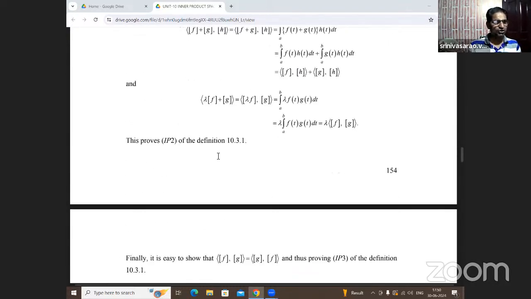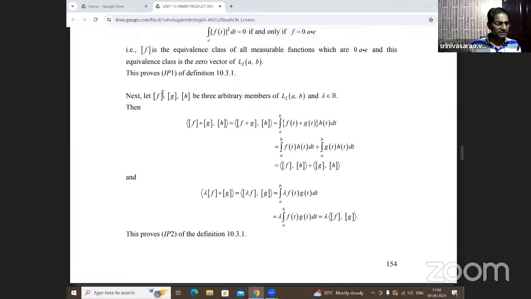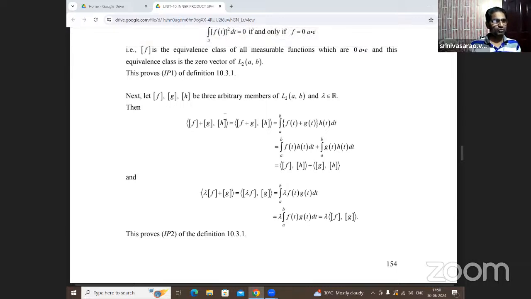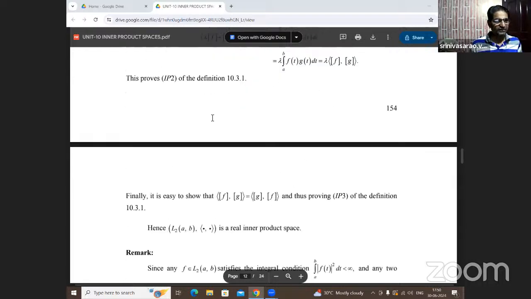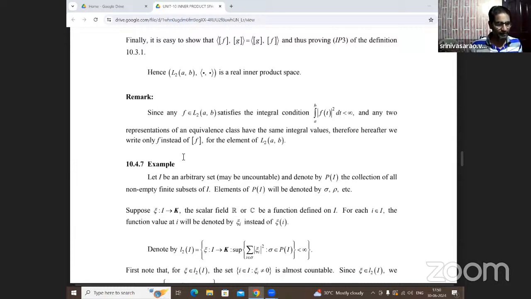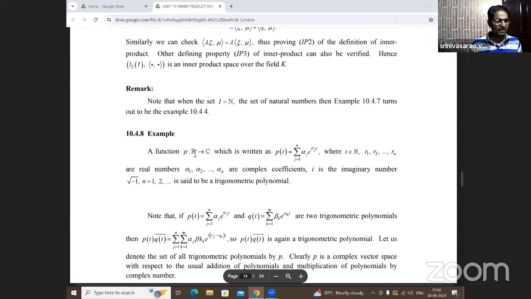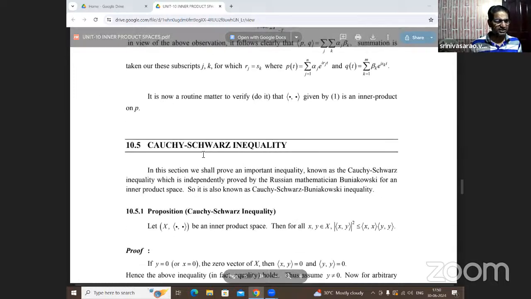Lebesgue measurable functions: when these three conditions are verified, we have the integrable part. The integral of f, the integral of g, the integral of h, where f, g, h are three arbitrary members of L2(a, b). This integrable space is also an inner product space on Lebesgue measurable functions, and it is one of the finest examples. Students, listen carefully. You just have to verify that these are well-defined examples of an inner product space. Sometimes this is given, so it is not necessary here.